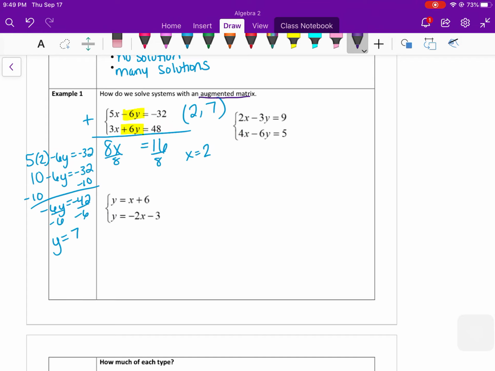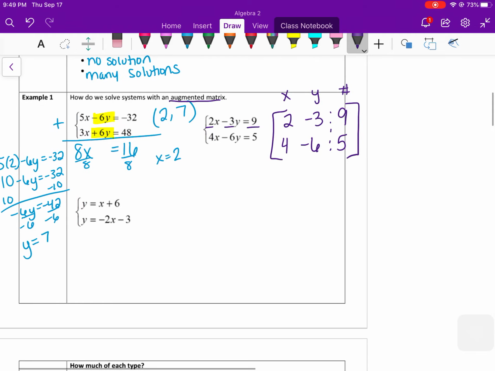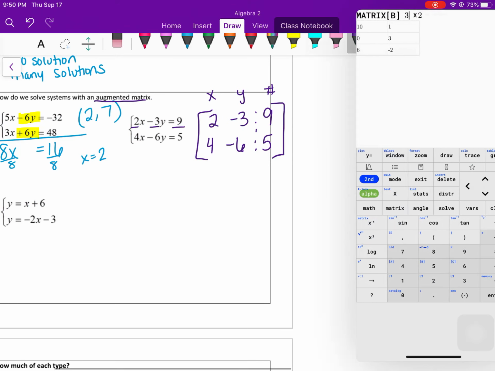So we have x's, y's, and constants. Then we're going to make a matrix with the coefficients. So we're just going to look at the numbers. I'd have a 2, a -3, and a 9 as the first row of my matrix. Then my second row would be a 4, a -6, and a 5. This is x, y, and then these are the constant numbers. Sometimes you'll see an augmented matrix with a dashed line that shows where the equal sign was in the equation. Now I can solve this using my calculator.